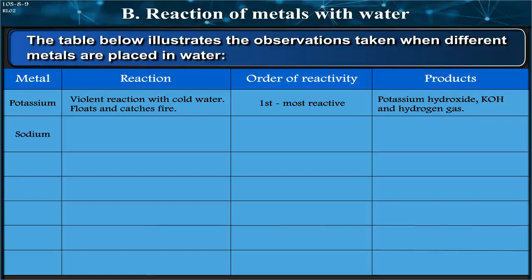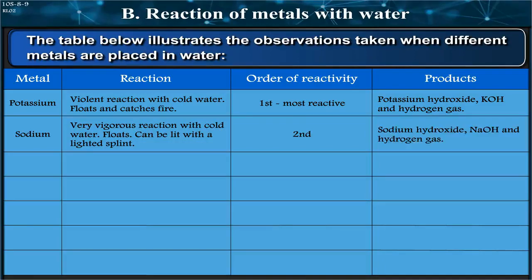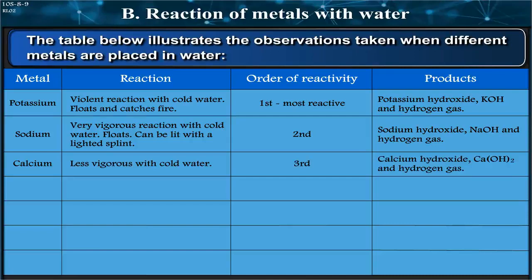Metal sodium has a very vigorous reaction with cold water, floats, and can be lit with a lighted splint. It is second in the order of reactivity. Products: sodium hydroxide, NaOH, and hydrogen gas. Calcium, less vigorous reaction with cold water. Third in the order of reactivity. Products: calcium hydroxide, that is Ca(OH)2, and hydrogen gas.